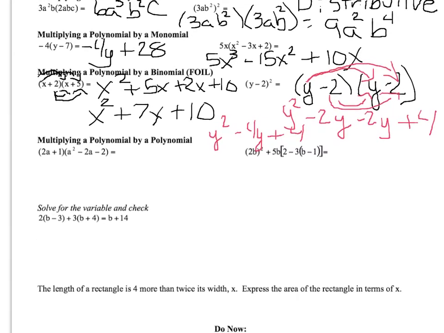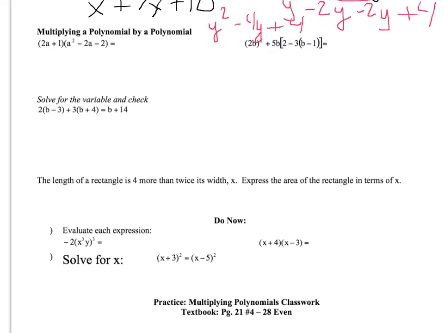The next ones that we have is multiplying a polynomial by a polynomial. For example, the first one. You cannot use FOIL anymore because you don't have 2 terms times 2 terms. You have that third term there in this first problem. So what you have to do is distribute the 2a into all 3 pieces, and then you would distribute the 1 into all 3 places. When you do the 2a times a squared, you get 2a cubed. 2a times -2a is -4a squared. 2a times -2 is -4a.